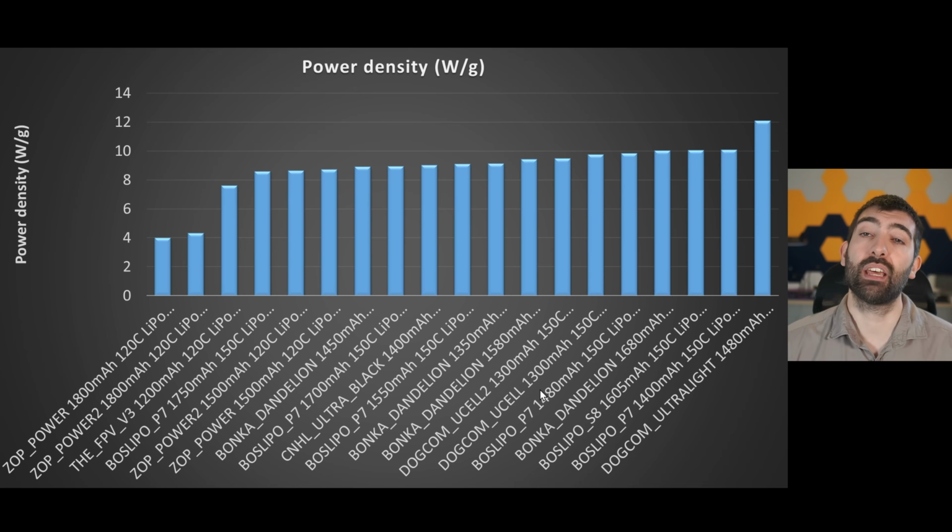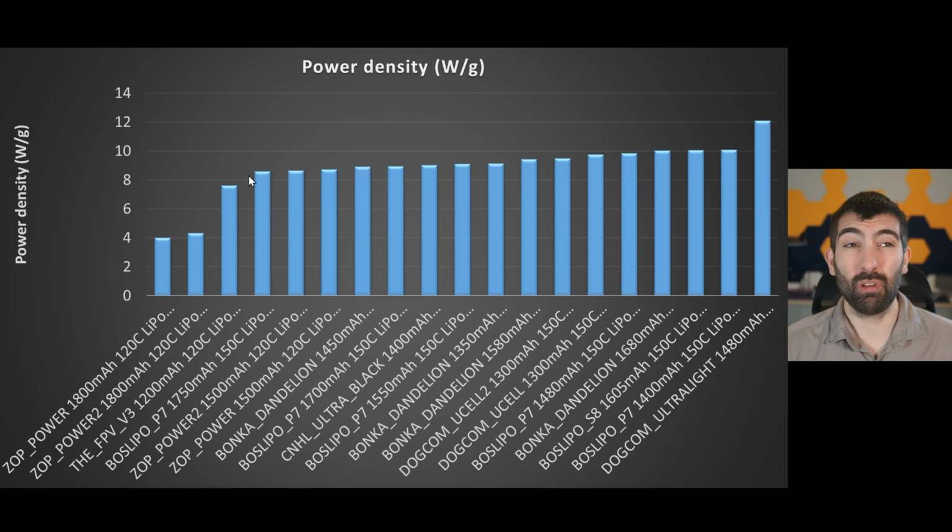The DOGCOM U-cell is really good to call out here, because it's a very, very low cost pack. It's a value pack and it's still achieving 10 watts per gram, there or thereabouts, which is great for a lower cost pack like that. Any pack that's achieving less than 8, I would say, is definitely struggling. The ZOP-POWER 1800s are achieving 4 and are just not suitable for a power application.